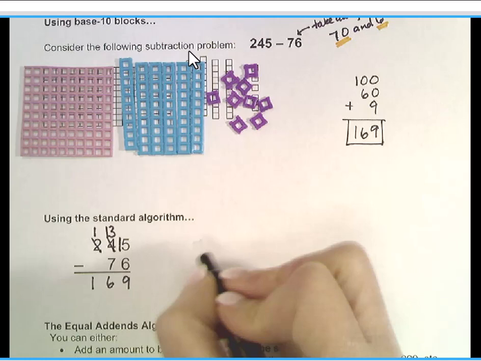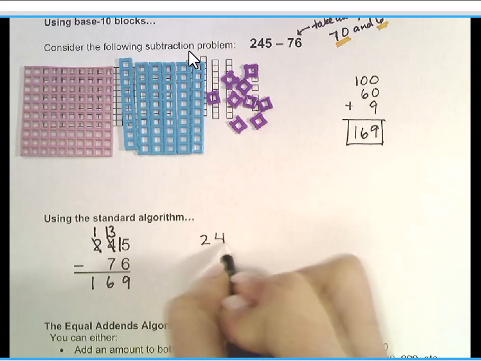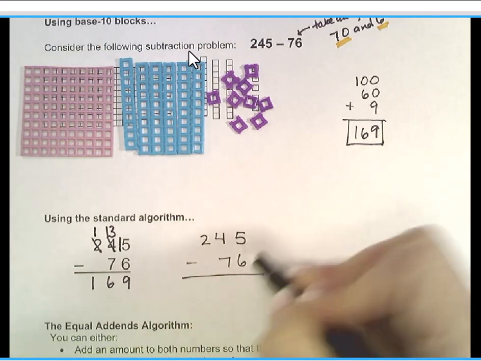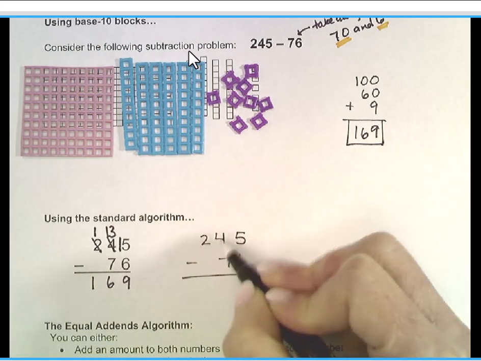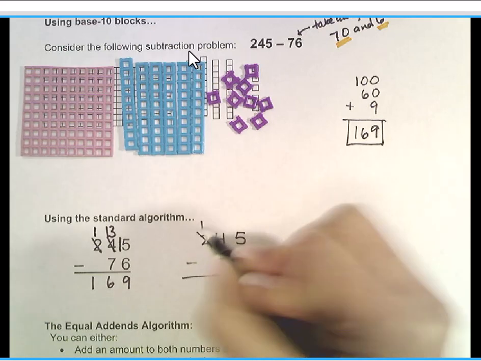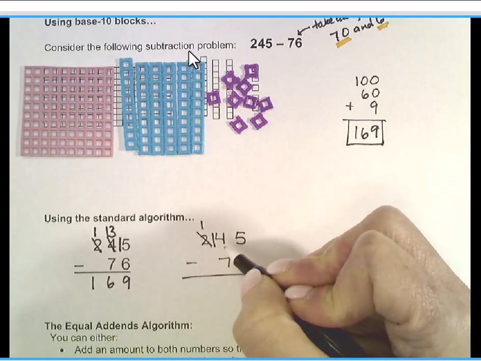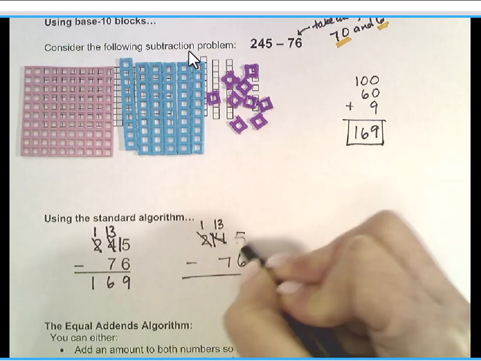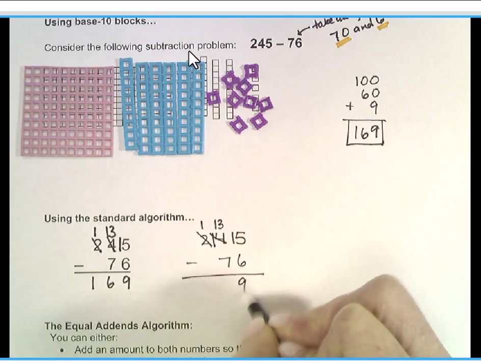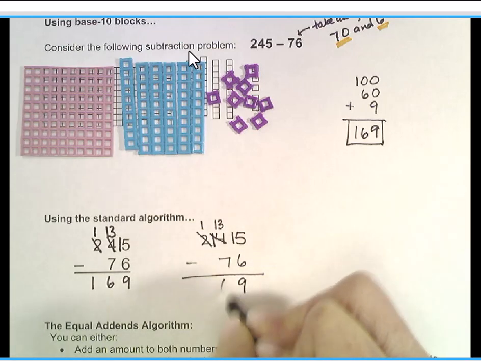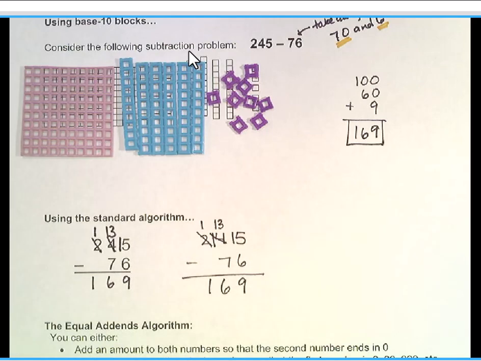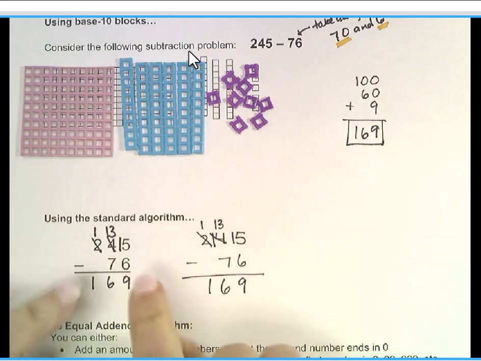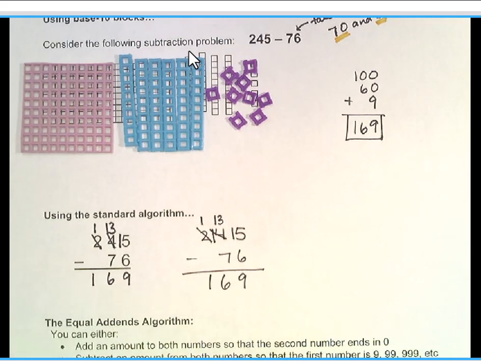I think the way we did it, let me show you one other way. I think we borrowed all the way from the hundreds first. So we said you can't take 6 from 5, you can't take 7 from 4. So we started here. And we had 14 blues. And then we borrowed one of those, leaves us with 13 to give us 15 ones. It's slightly different than how we did it, but you get the idea that when you can do this physically with your hands, it helps make this standard algorithm make a little bit more sense.